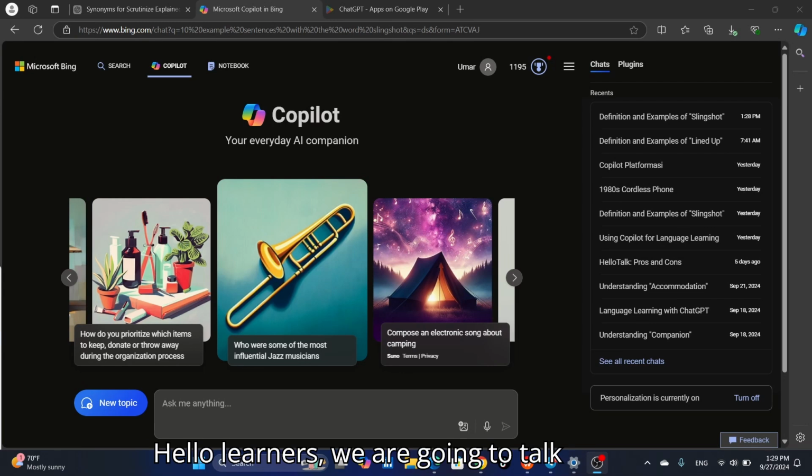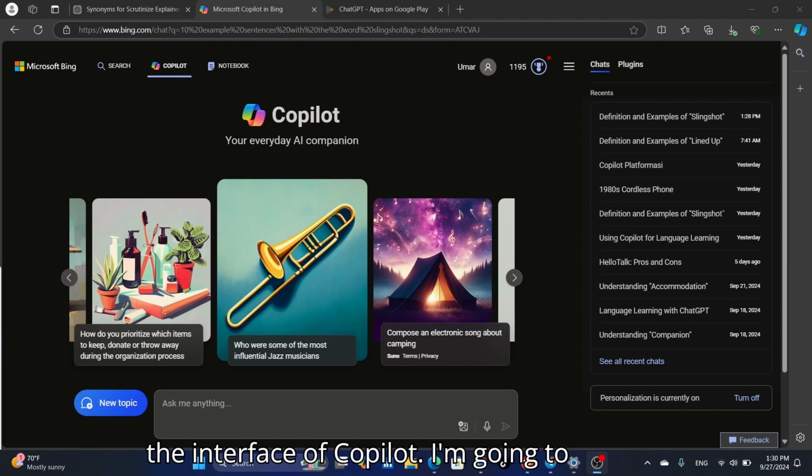Hello, learners. We are going to talk about Copilot to provide you with a deep insight into how you could use ChatGPT AI tools in order to improve your languages. Some of the things we are about to discuss are universal to any ChatGPT tool that people use for language practices. So let's get started.